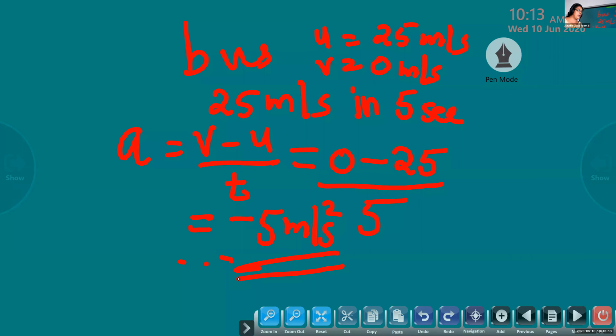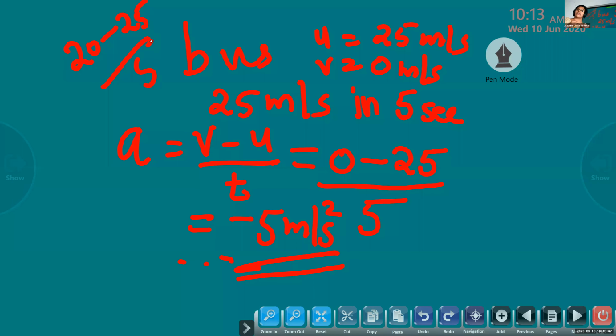In that case, v is 0. It's not 0 every time. Suppose I change this question into another way: the bus reduces the speed to 20. Then v becomes 20. Therefore, 20 minus 25 by 5 will come. So whatever it may be, always v should be smaller once you get negative acceleration.